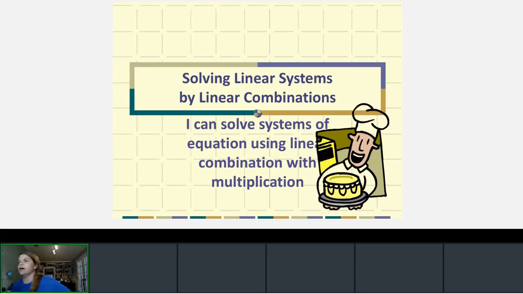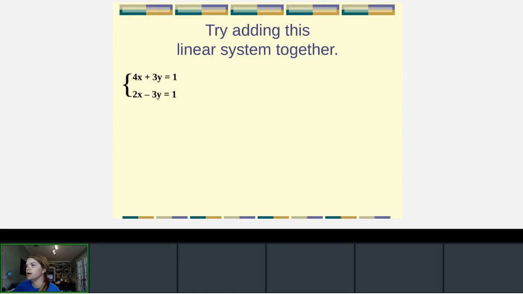All right, let's talk about solving linear systems of equations by linear combination. We talked a little bit about this yesterday in the 5.06, but today we're going to add one more step. So just a quick review, try adding this linear system together. We talked about using elimination yesterday.